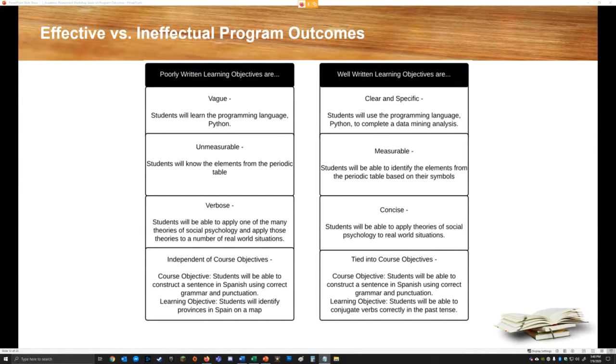So in the ineffective outcome, students will be able to, this one's very verbose. I'm not going to even read the whole thing.